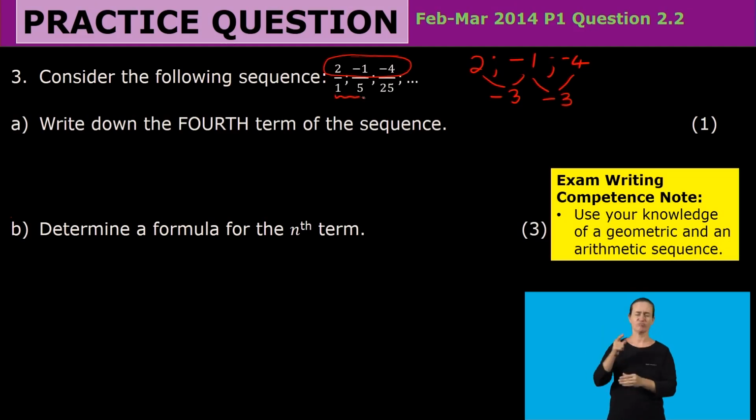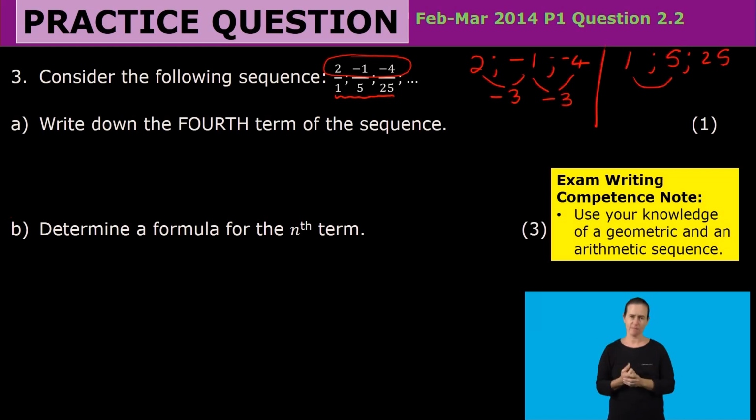So this means that the numerators form a pattern. We've already seen that. What about the denominators? Well, the denominators also form a pattern, because we can see that we've got 1, 5, and 25. And of course, we know that that sequence will continue. What is the pattern there?